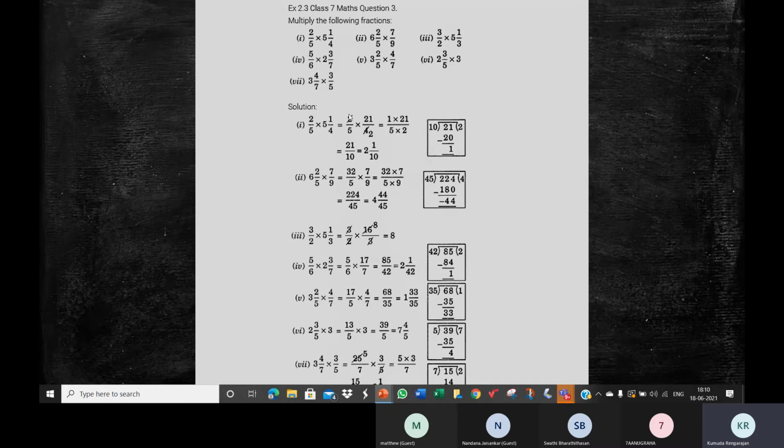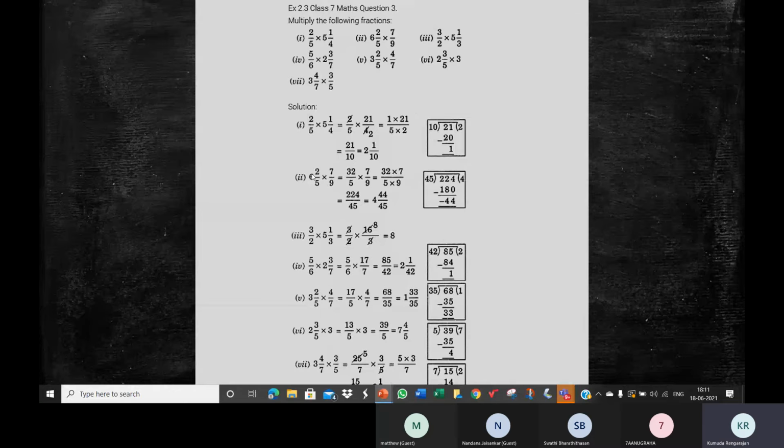You can take, now see here, 2 we take from this fraction, but 4 we are taking from the second fraction. That's okay. You should pick one number from the numerator, the other number from the denominator, and simplify like this. 2 ones are 2, 2 twos are 4. Now there's nothing more you can do, so you multiply the numerators. 1 into 21 is 21 and 5 into 2 is 10. So then the mixed fraction is 2 1 by 10.